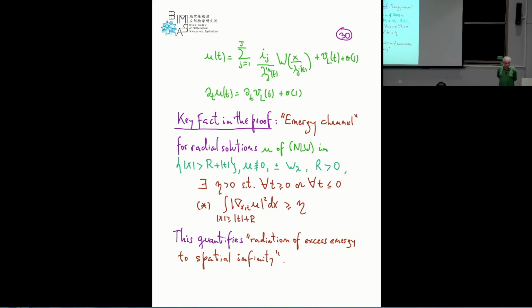Pardon me? Gap in what sense? I mean, by fixing the gamma. Who's gamma here? Eta? No, it's just that there exists for each one of them an eta. Yeah. Okay. Because there are many radial solutions, so there's a continuum. So you can't have a fixed gap. Okay. But this quantifies the fact that at spatial infinity, there's always some energy. That's what this is saying, in one time direction. And this is the key ingredient for the proof.